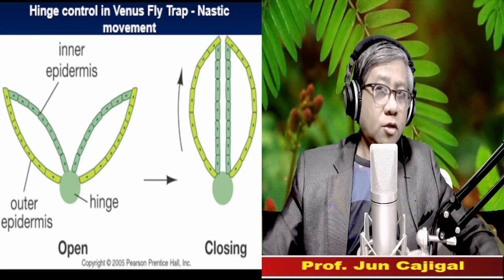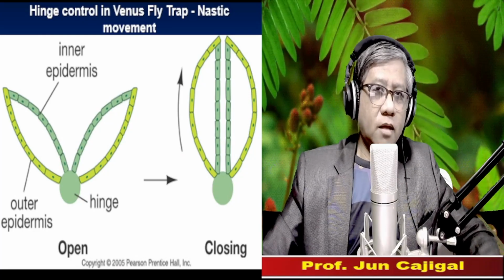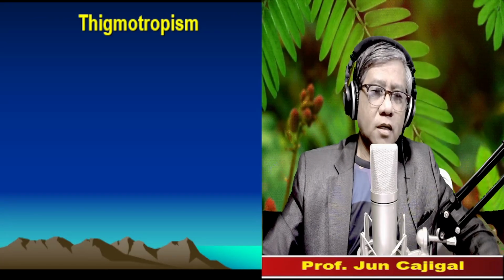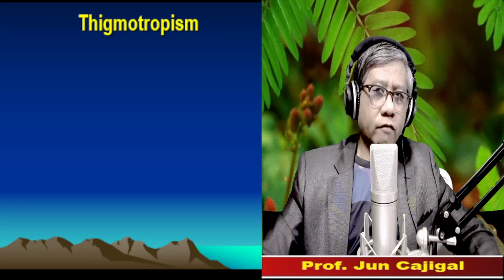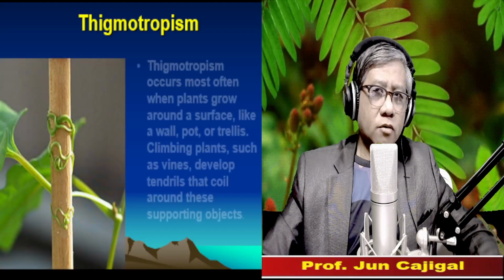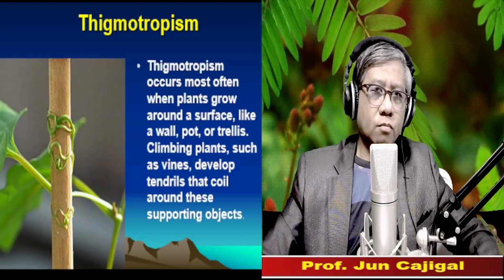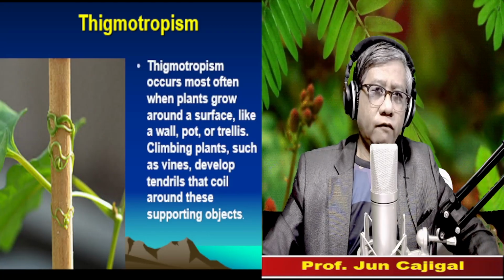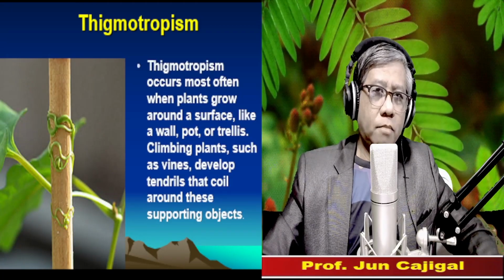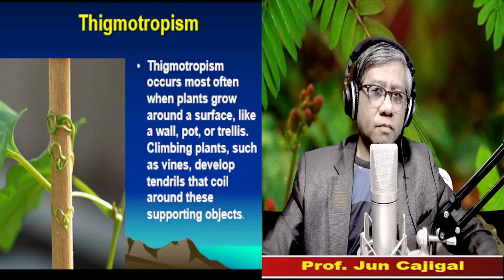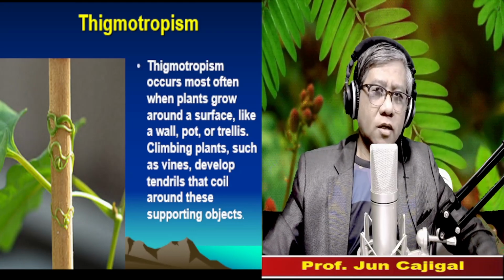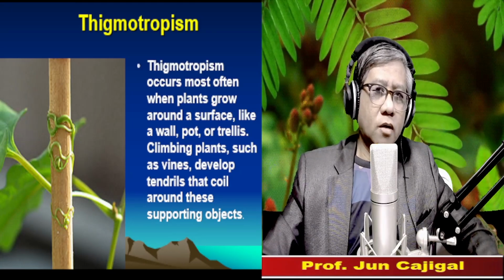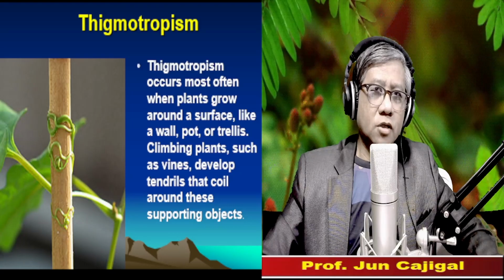And lastly, another type of nastic plant movement is known as stigmotrophism. Now, what is stigmotrophism anyway? Now, stigmotrophism occurs most often when plants grow around a surface like a wall, pot, or trellis. Climbing plants such as vines develop tendrils that coil around the supporting objects.